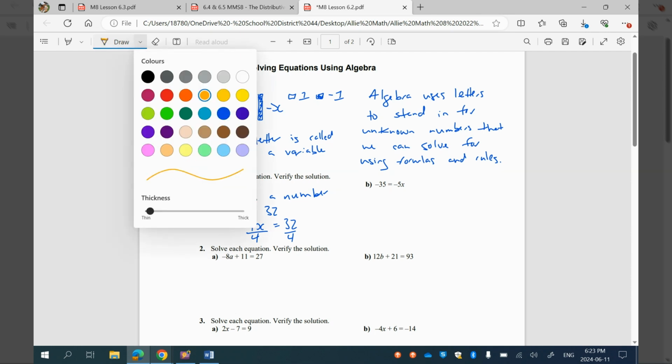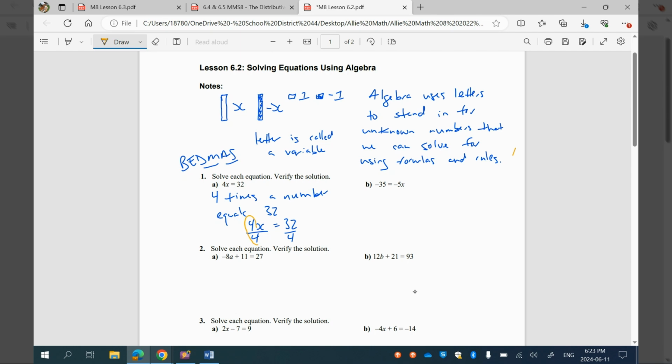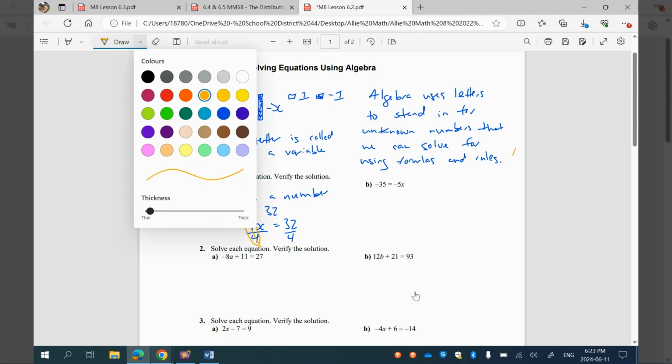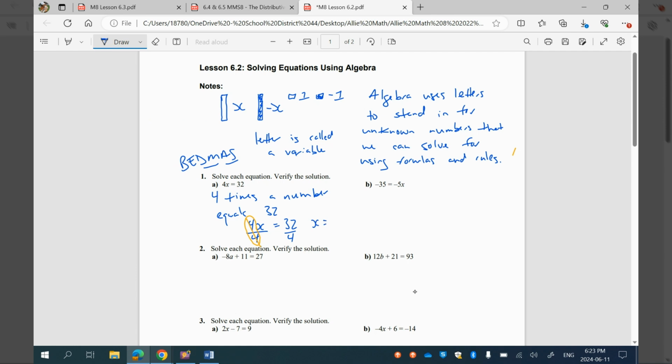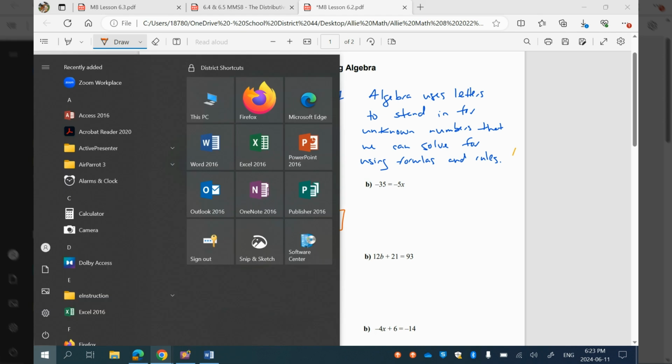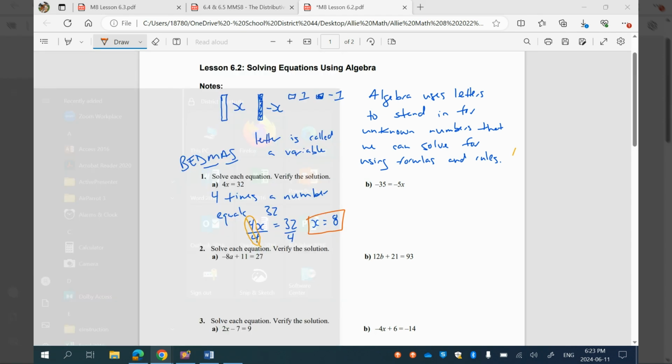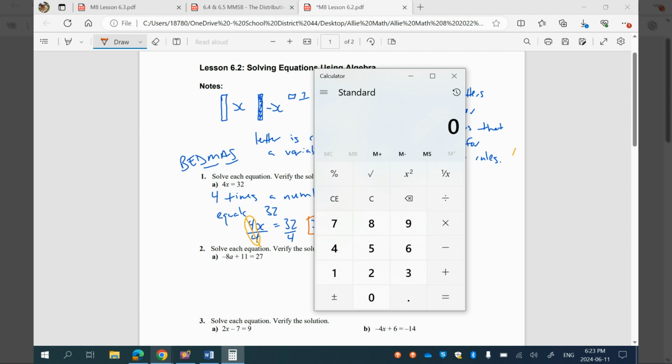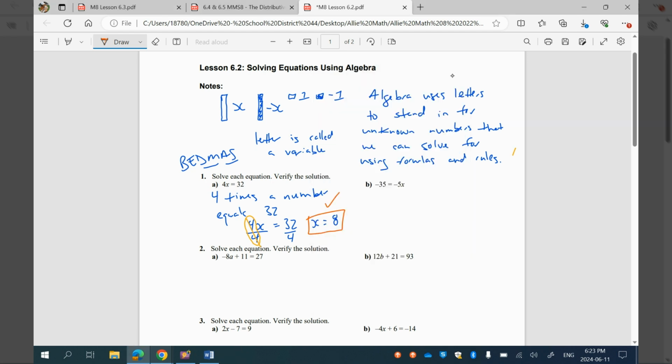Remember, when we have a fraction, if we have 4 over 4, anything over itself, it just becomes 1. And we are left with x equals 32 divided by 4, which is 8. And the cool thing about equations like this is you can always verify your answer. So you can say, is it true, we just solved for x, so is it true that 4 times 8 equals 32? It is. So we know for 100% certainty that this is the right answer.